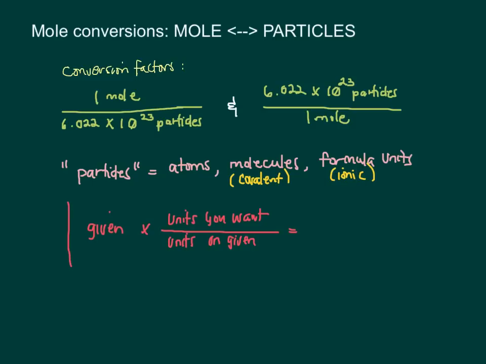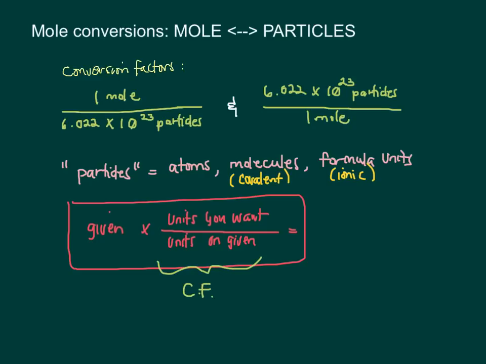So these conversions are single-step conversions when you go from, say, a mole to a particle, or from a particle back to a mole. And you're going to use this general setup for single-step conversions. First, in a question, you are going to be given a number with a unit. You start with the given here. And then you're going to multiply it by a conversion factor.